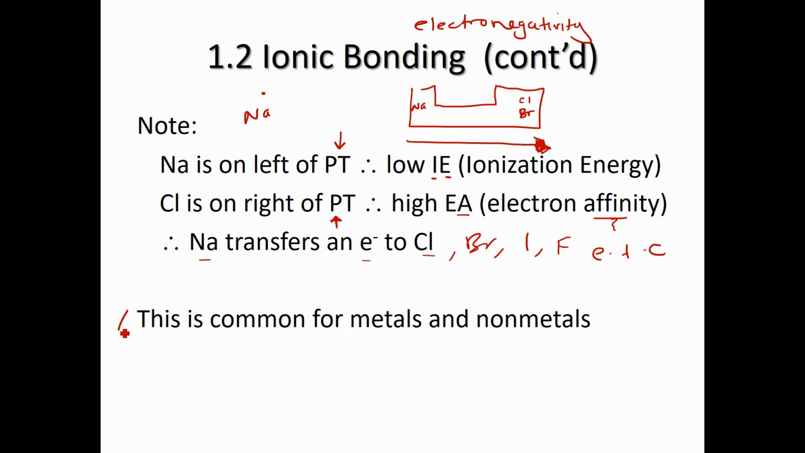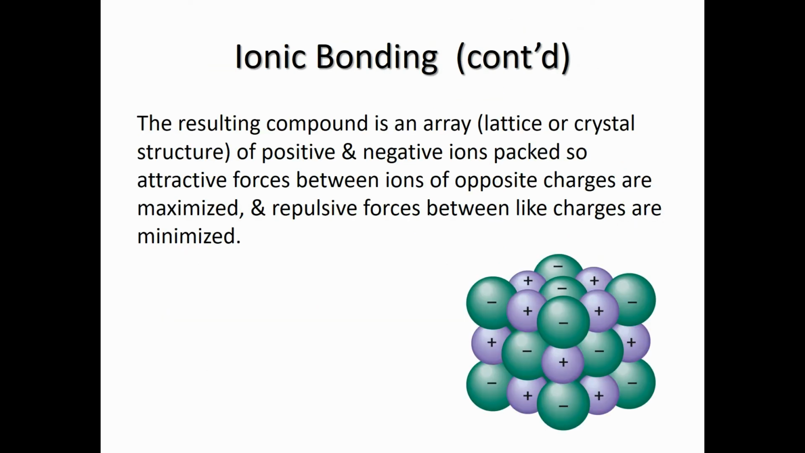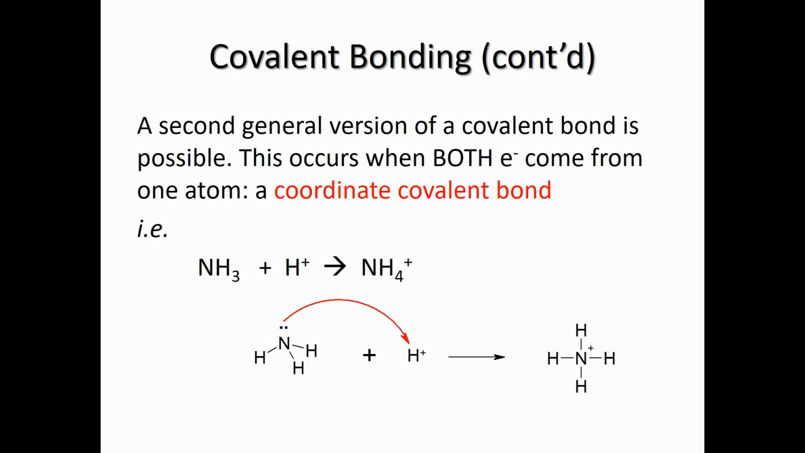Ionic bonding is common between metals and nonmetals. For example, K and Br. Metals are usually found in group 3 going backwards, and nonmetals are usually found between group 3 and 7. So like, let me show you.